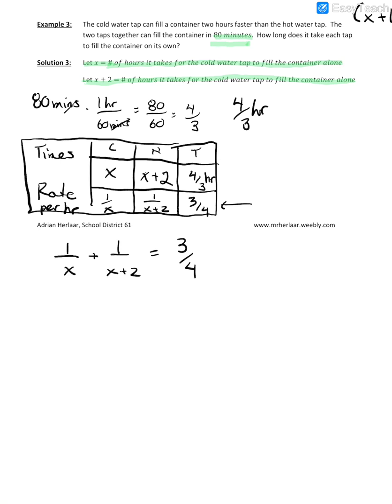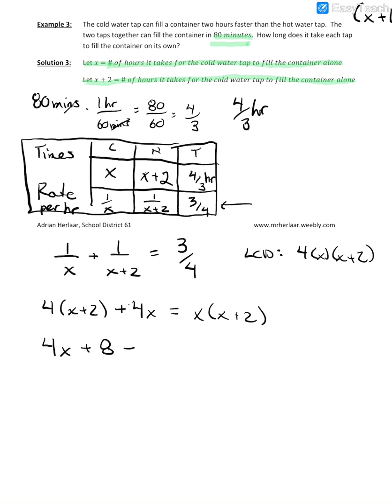So work this through. The LCD is 4 times x plus 2. So what's missing from the first one? x plus 2 and 4. So 4 over x plus 2. What's missing from the second one? 4x. What's missing from the last one? x times x plus 2. If we wrote all the denominators in, they would just cancel out, so I killed that off in one step. We have 4x plus 8 plus 4x equals x squared plus 2x.